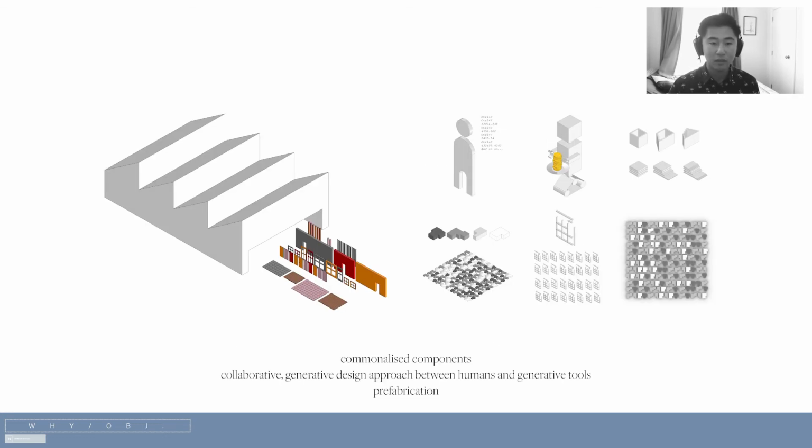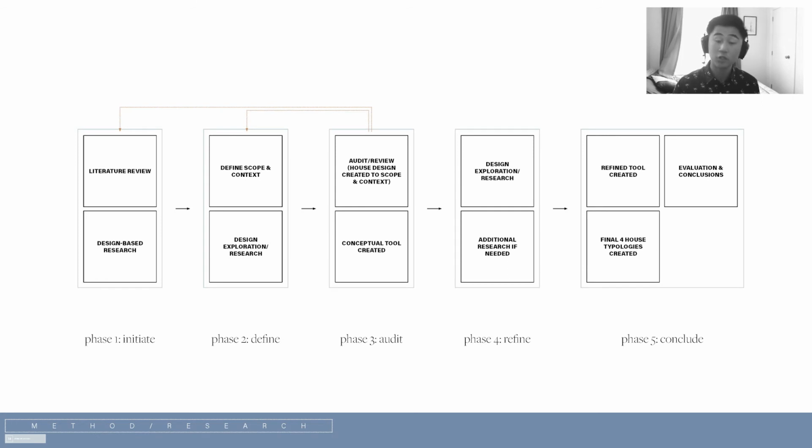So with all of these things considered, I then went on to do my research, and the research method I chose in the end was a mixture of research-based design and design-based research. So I started off with a literature review and a lot of research-based design, and then the predominant amount of the research was design-based research, and sort of mixing in any additional literature reviews or any additional research I needed.